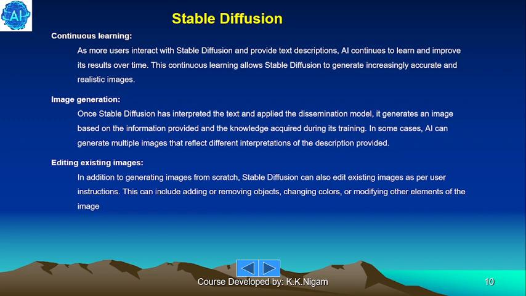Editing existing images. In addition to generating images from scratch, Stable Diffusion can also edit existing images as per user instruction. This can include adding or removing objects, changing colors, or modifying other elements of the image.